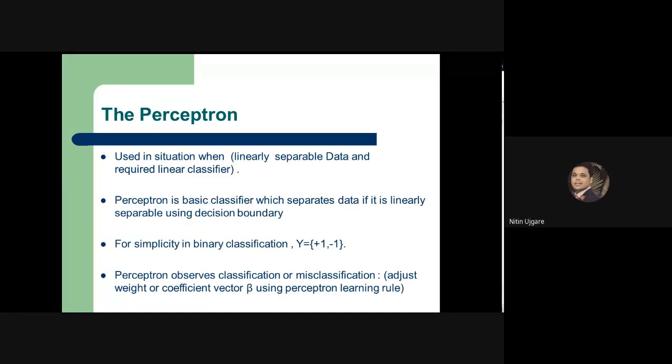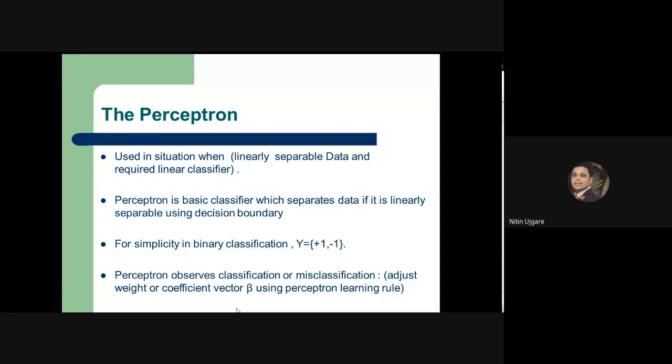Don't get confused, perceptron is the name of a linear classifier which has the ability or potential to update its weight vector or coefficient vector. So perceptron is a basic classifier which separates the data, if it is linearly separable, using some decision boundary. For simplicity, let us assume that in binary classification we have two classes, one is the positive class and the other is the negative class.